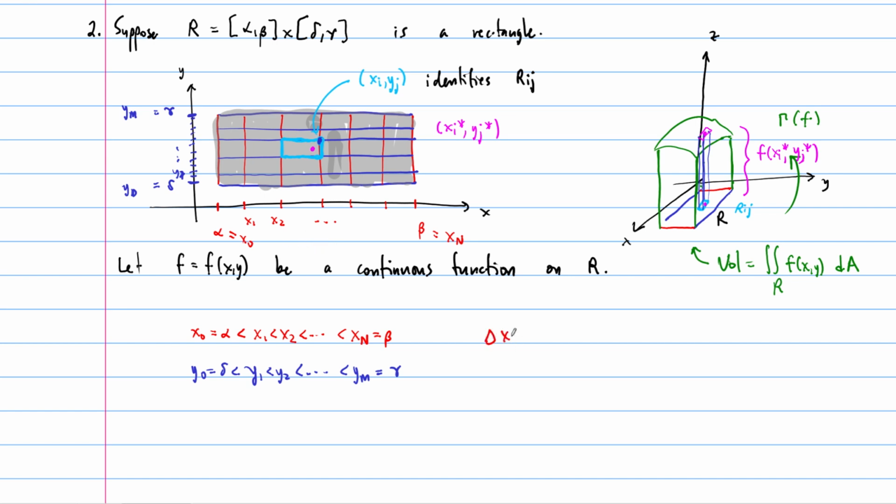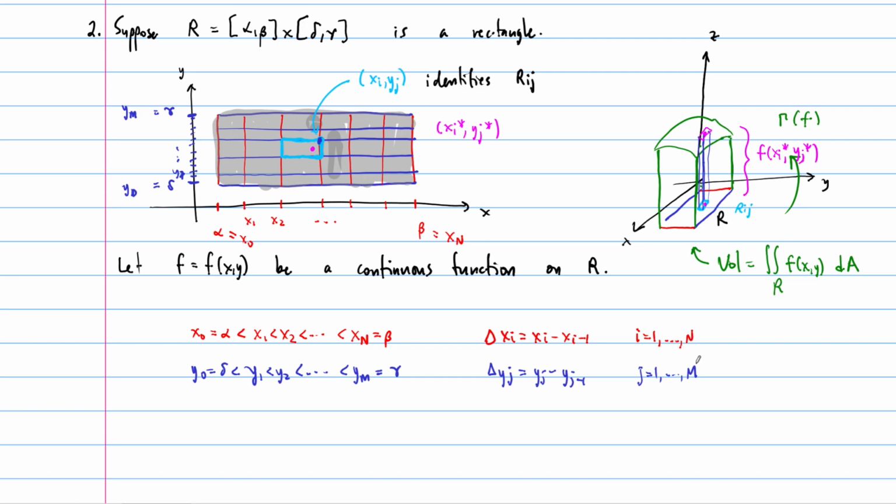So our delta x_i is going to be x_i minus x_{i-1}, and this is for i going from 1 up to capital N. Our delta y_j, that's going to be this direction, right? The height of the rectangle in that direction. So delta y_j is going to be y_j minus y_{j-1}, and that's for j going from 1 to capital M.